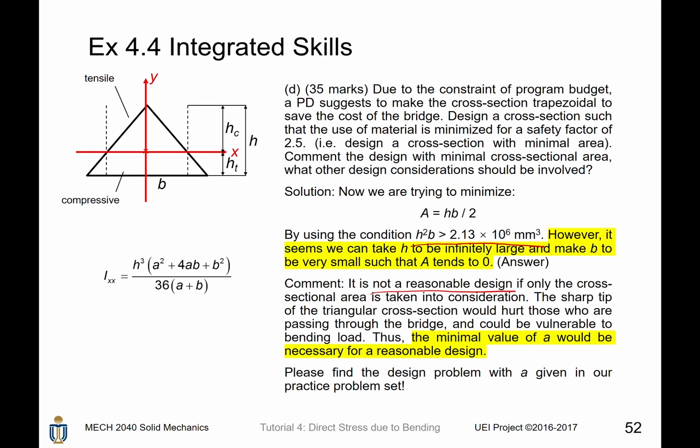One reason is that if we only take the cross-sectional area into consideration, that is, we try to make the area very small, then you will get a cross-section that looks like this. You crazy? As an engineer, you design such a cross-section. Still remember how Yi Guangsu passed through this bridge? He is just riding on this bridge. If you give him such a bridge, then yeah, tragedy happens, right? The sharp tip of the triangular cross-section will immediately kill him.